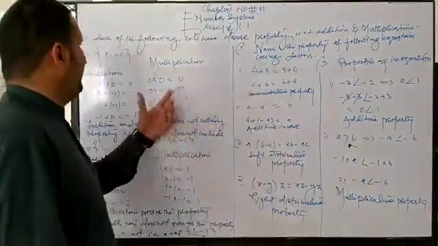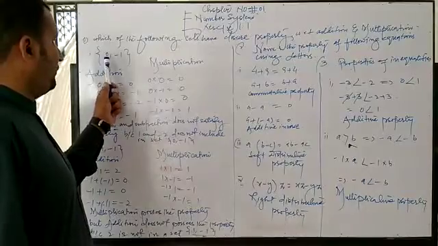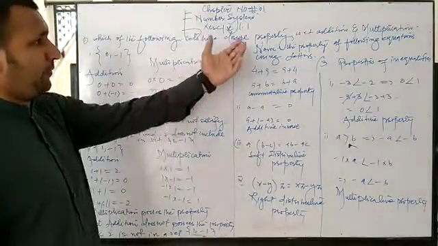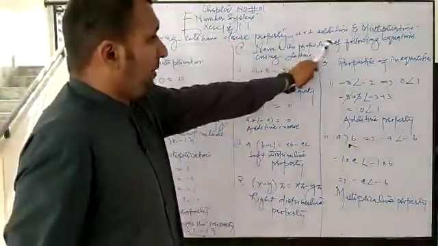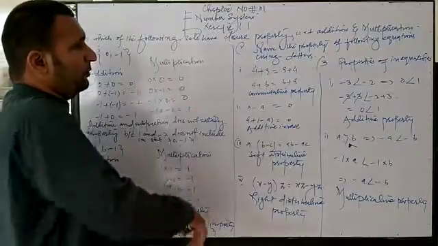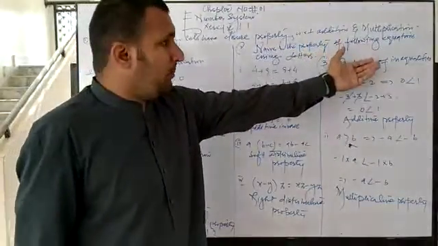Today my topic is the closure property with respect to addition and multiplication. Because we have the set {0, -1}, we check the closure property with respect to addition and multiplication. In this set we have values; first we add and second we multiply.